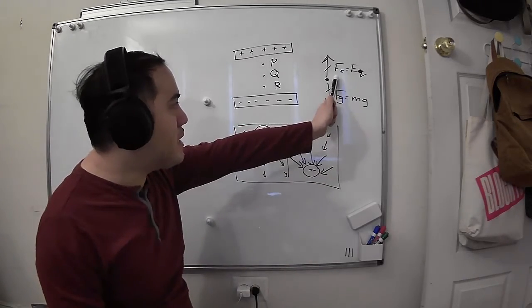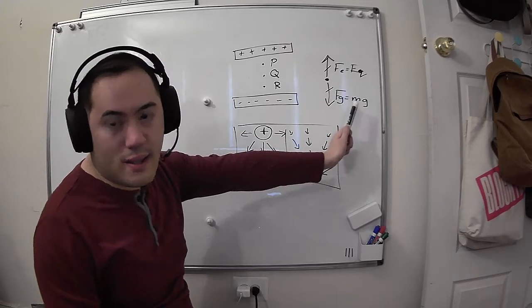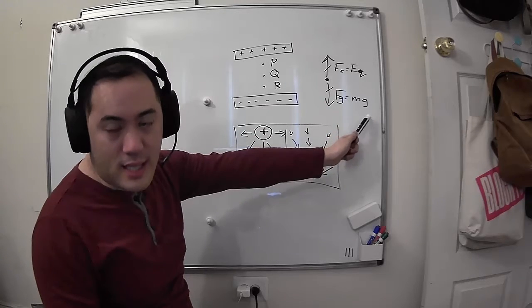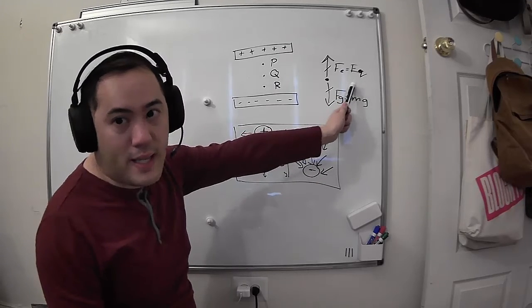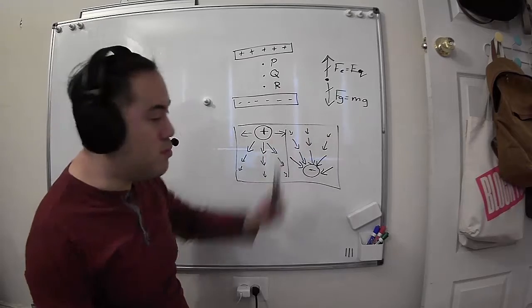He wants Fe to be constant, like Mg. M's constant because it's the same oil drop. G's constant because it's the same earth. Q's constant because it's the same oil drop. How did he make E constant? By using 2 plates.